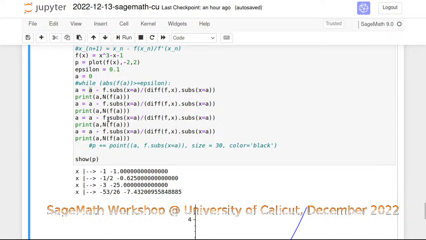So we started with 0, we got minus 1, minus 6.25, but suddenly it jumped to this minus 25. How did that happen? What's the reason for that? a equal to a minus f of a by f dash a. I think maybe the diff is taking priority, or the other function is taking priority. Let us anyway put this here and see if the result is different.